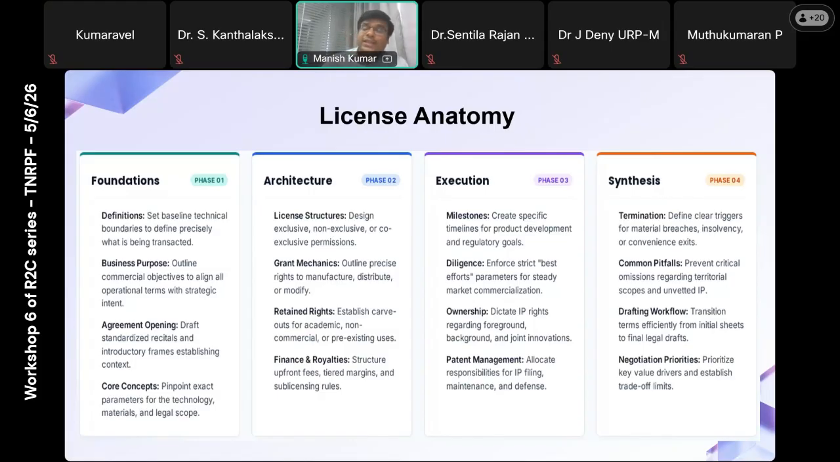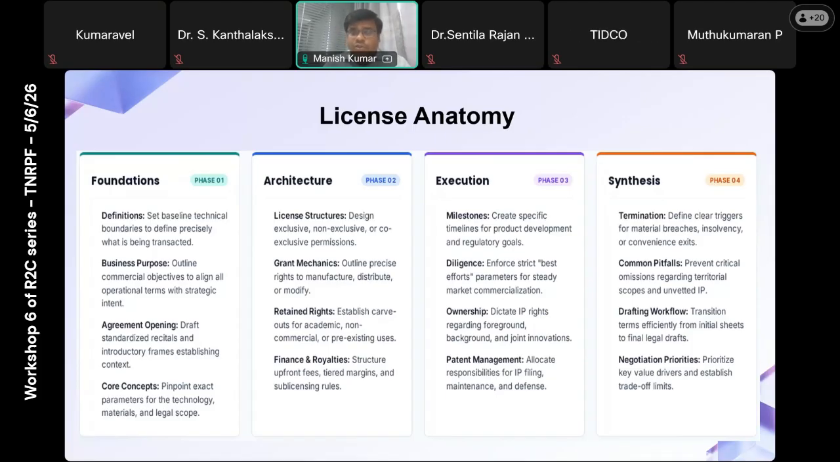Sometimes we license it, and the licensee will come back saying that you have licensed it to me, and you can't do a product development on that. So we have to be careful about all of this when we are drafting our agreement. And then, of course, the royalty and financial arrangement. All of this we will detail.